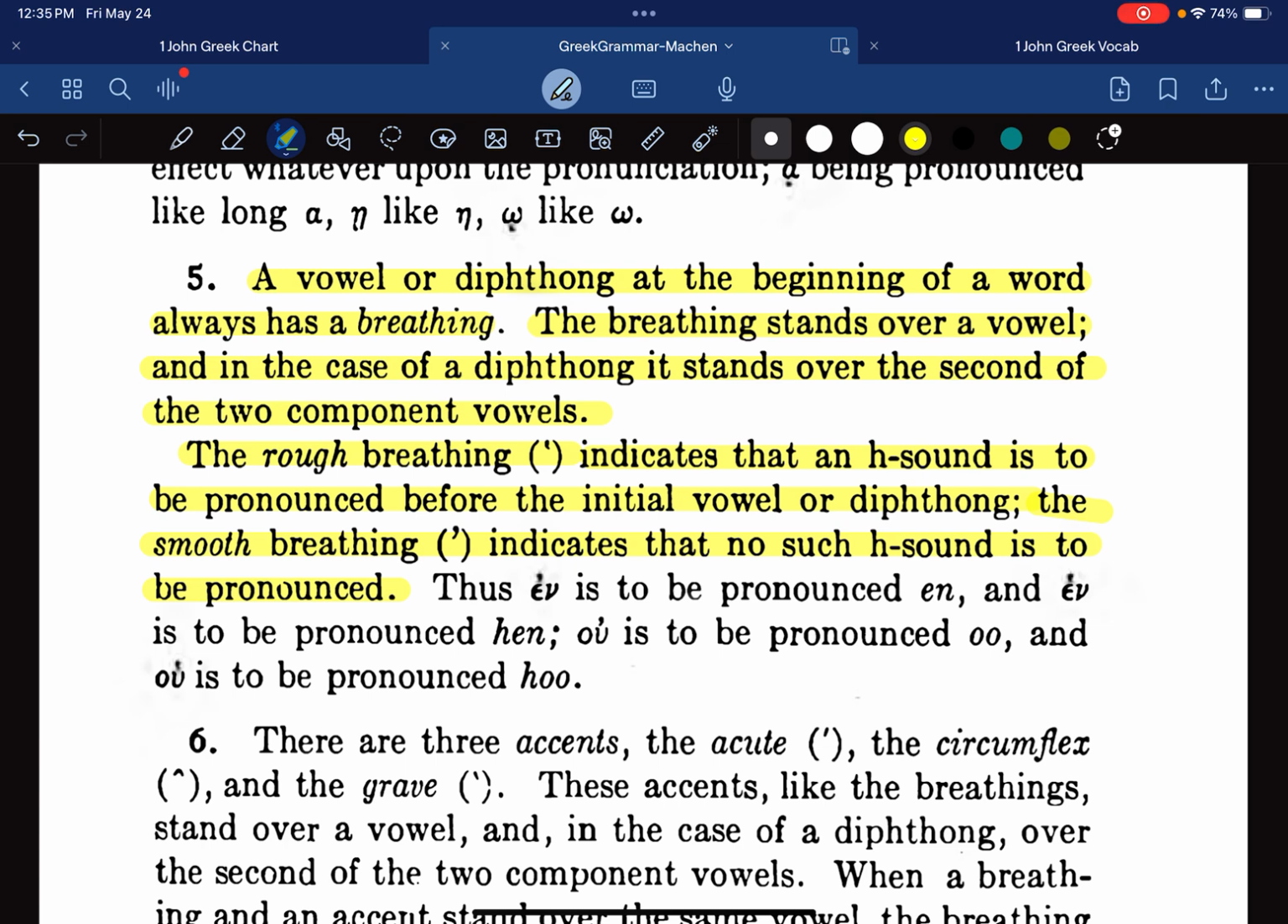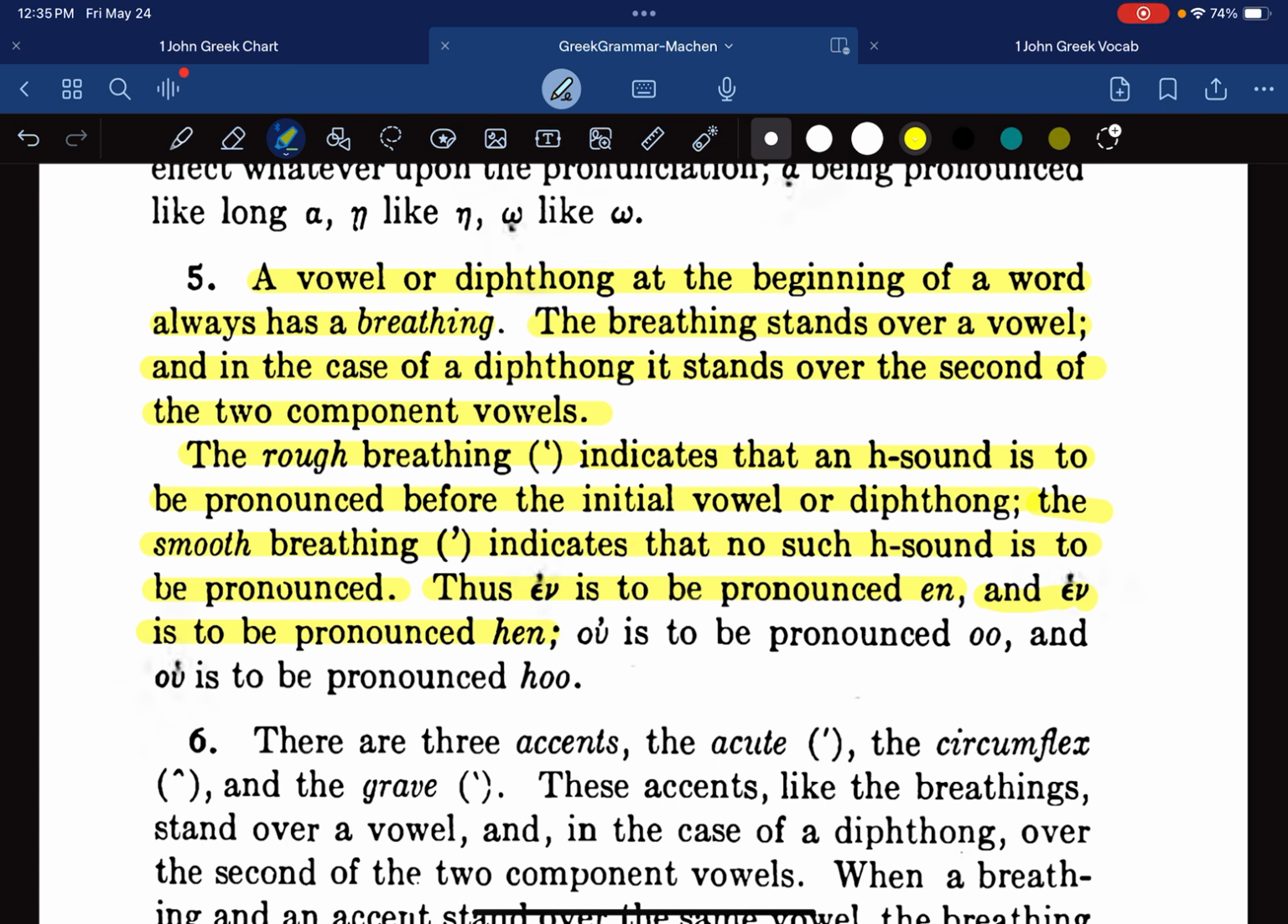So then, for example, we see here the word "in," which is to be pronounced as "in" because we have here a smooth breathing mark. So there's no H sound needed. But on the other hand, here we see "hin," and there's a rough breathing mark. It is to be pronounced "hin" with the H there.